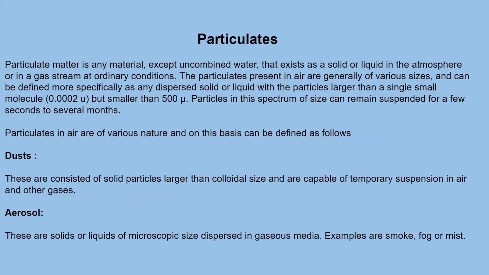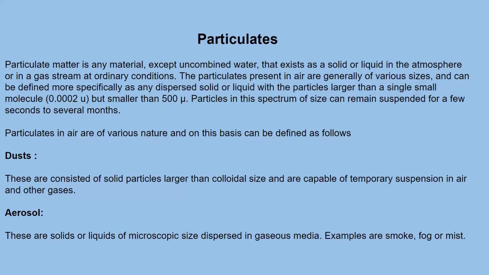The particulates present in air are generally of various sizes. They vary with their sizes and can be defined more specifically as any dispersed solid or liquid with particles larger than single small molecules. Disperse means spread. Solid or liquid particles spread in the atmosphere, and their sizes differ. Larger than a single small molecule, that is 0.002 micron, but smaller than 500 micron. Particles in this spectrum of size can remain suspended for a few seconds to several months.